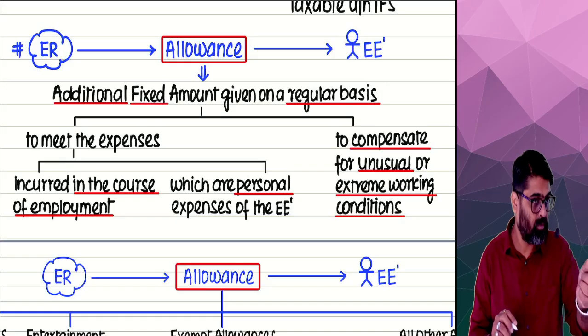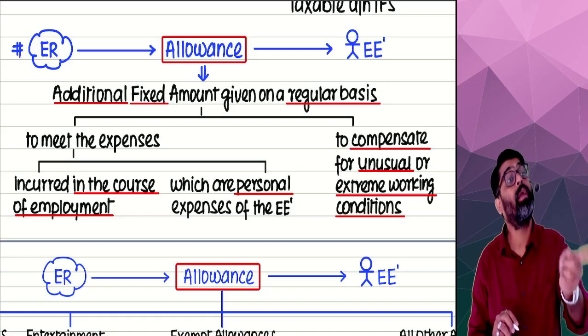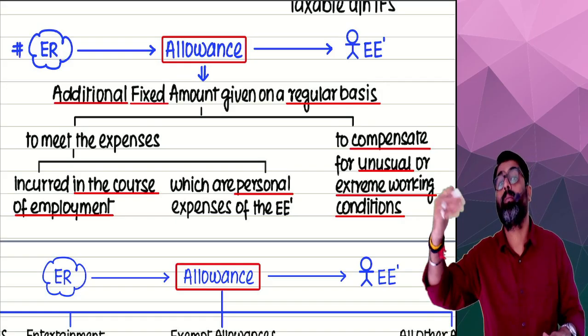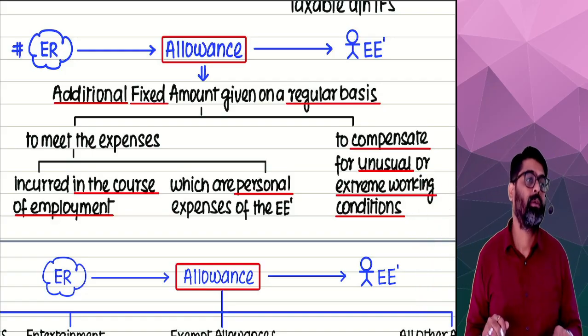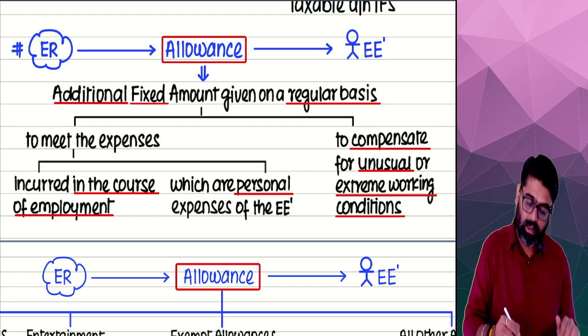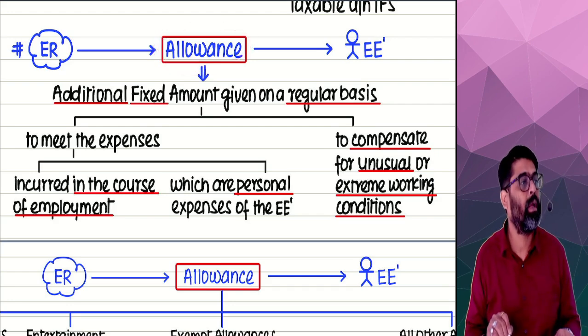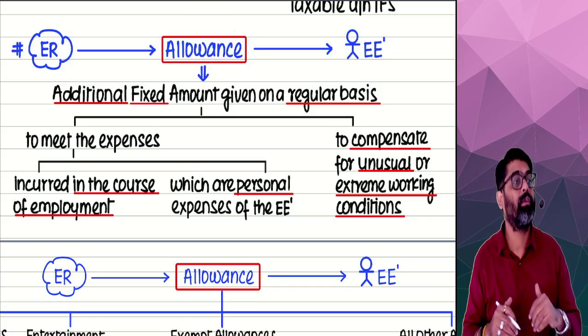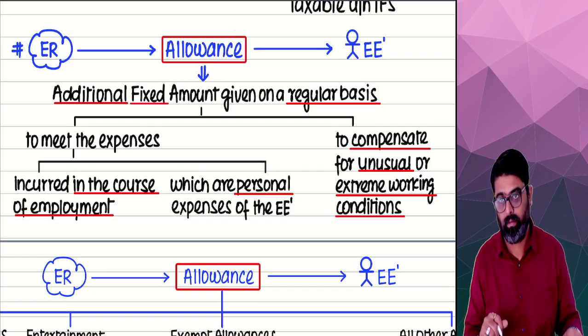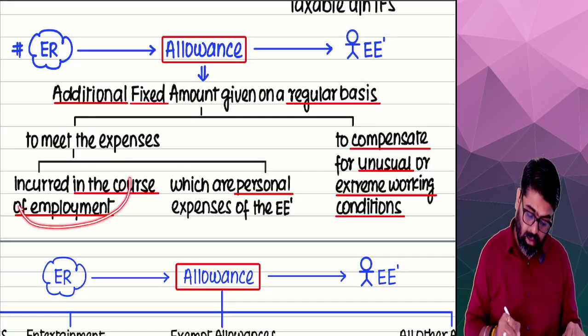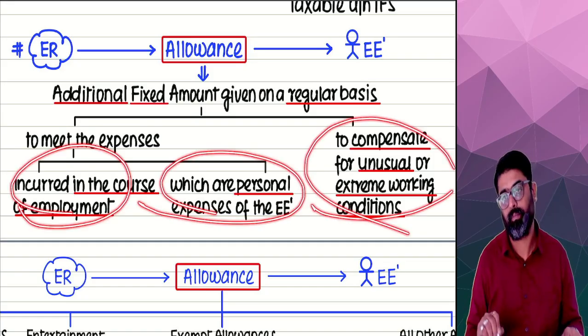So that amount will be a fixed amount, given on a regular basis in addition to your salary. That is known as allowance. But why is it given? The reason can be any of these three reasons.